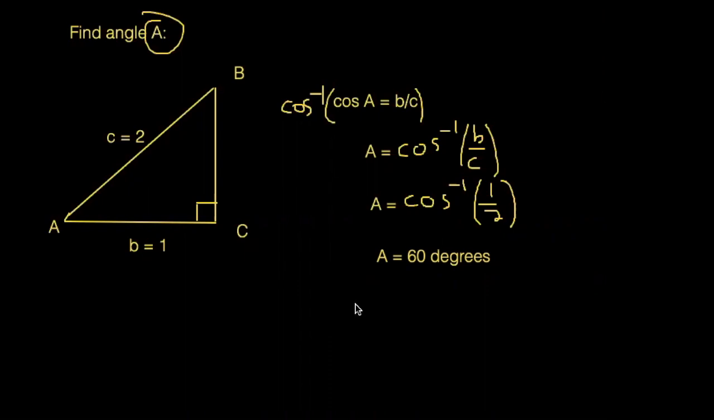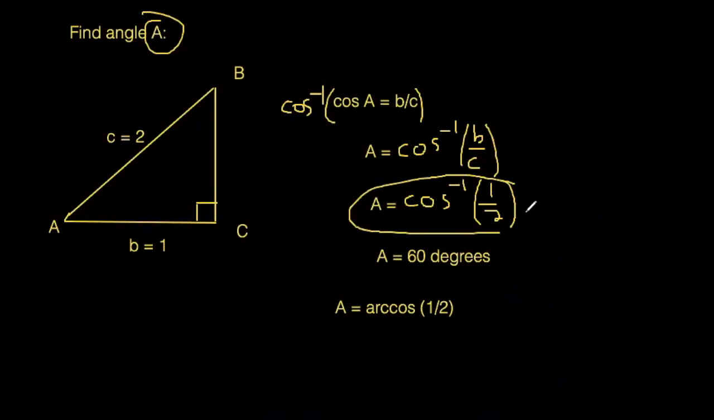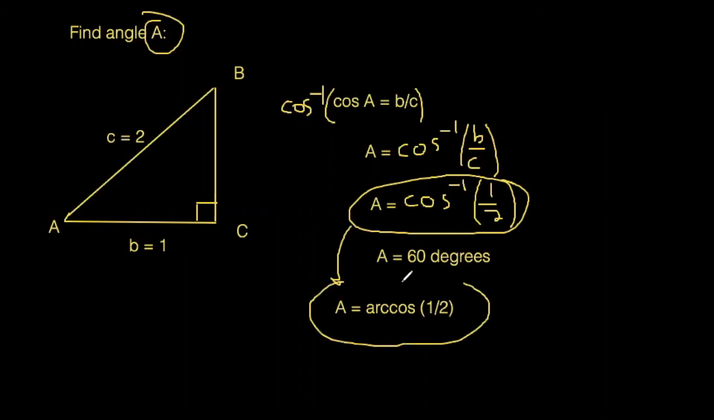Yes, so that is an example. And just to clarify, remember, cosine to the -1 is the same as arc cosine. So if I wrote angle A equals arc cosine of 1 divided by 2, that would mean the same as what we wrote here. So this statement right here is the same thing as this statement right here, and you would get the same answer, 60 degrees or pi over 3 radians.